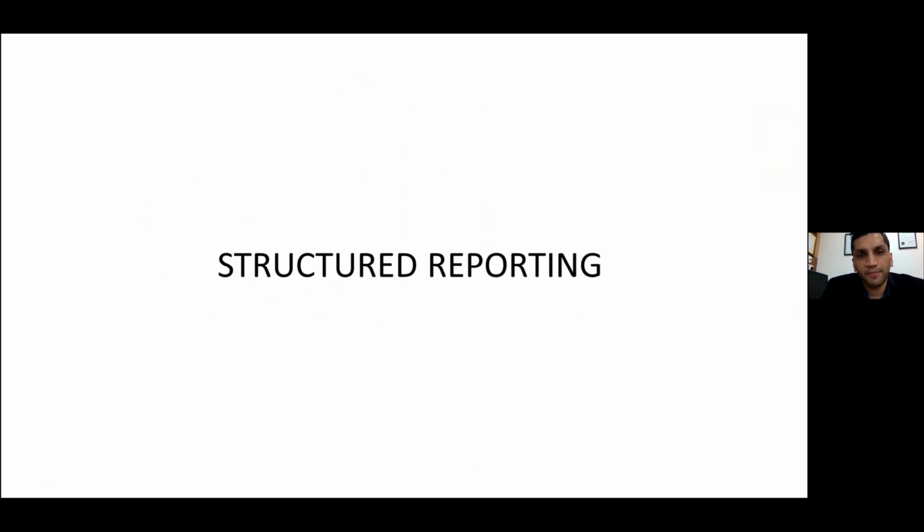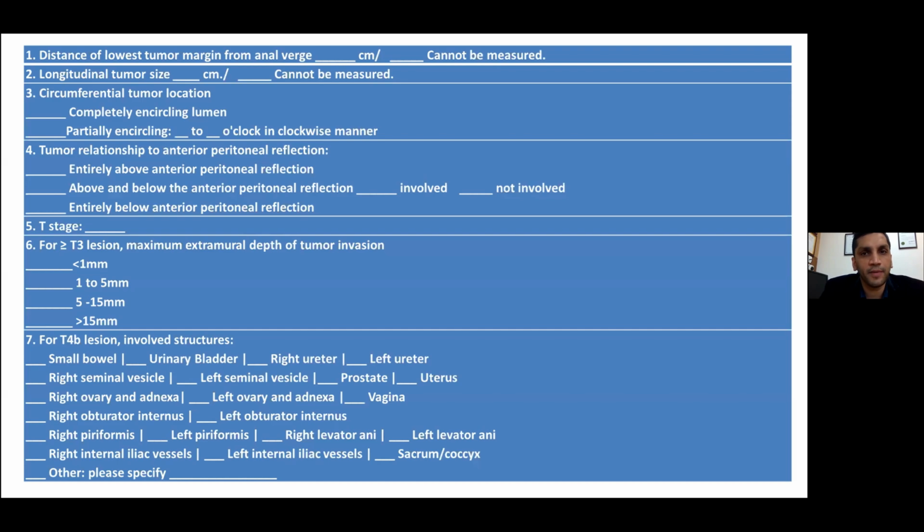Very big from the very beginning, it will be like the best. If you want to win a cricket match, the best bet is to have a good opening batsman. So I'll throw straight away the structured reporting format that we follow at our hospital. This is something that as radiologists we also take help of. These are the factors, the parameters on which we need to assess the disease, and this is how we would follow all such patients.